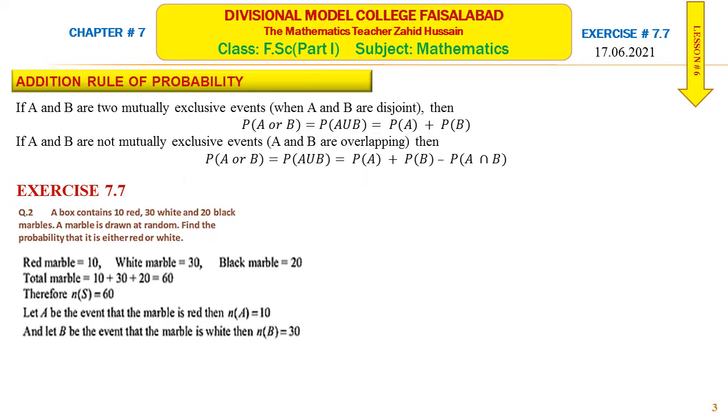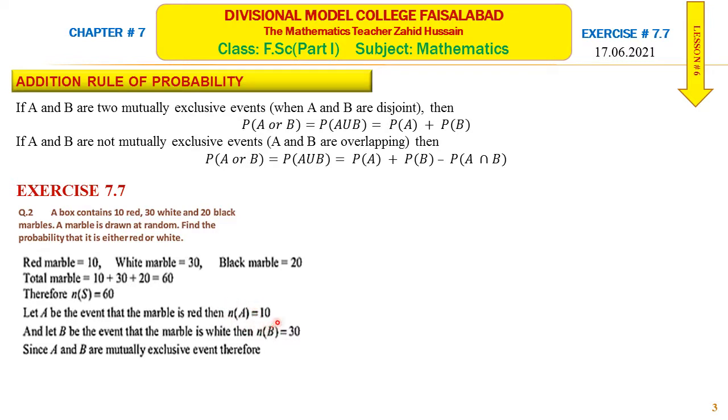Let B be the event that the marble is white. Then the number of elements of event B is equal to 30. Because we are asked to find the probability that the marble is either red or white, we will apply some rule. Since A and B are mutually exclusive, there is nothing common in these two.